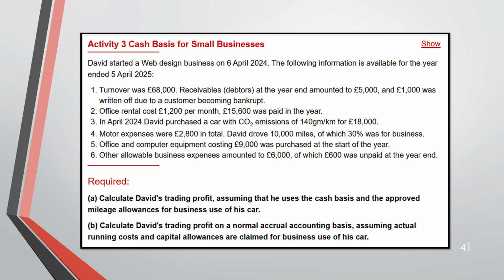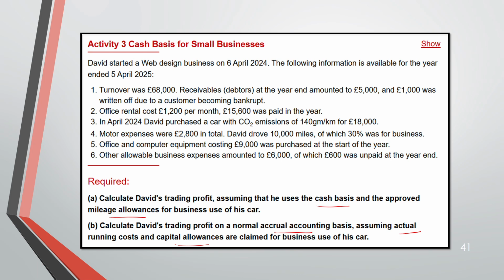Now moving on to activity 3. Here, you have to calculate your trading profit using both cash and accrual basis. So here, A is cash basis and B is accrual basis. When you're using cash basis, it is the mileage allowance. And when you are going for accrual basis, you are going for actual running cost and capital allowances.